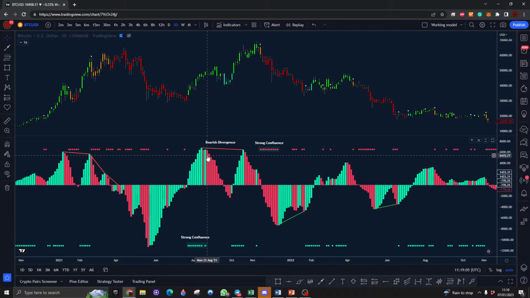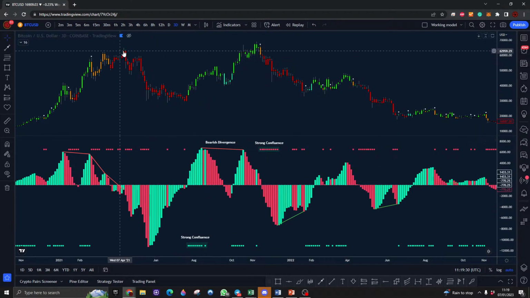So the red bars on the histogram here show where there is declining momentum, whereas the green bars show where we have increasing momentum. So obviously we can be bearish, as we were through April, May, June of 2021. We can be bearish, but sometimes momentum can start to show that things are starting to turn around.